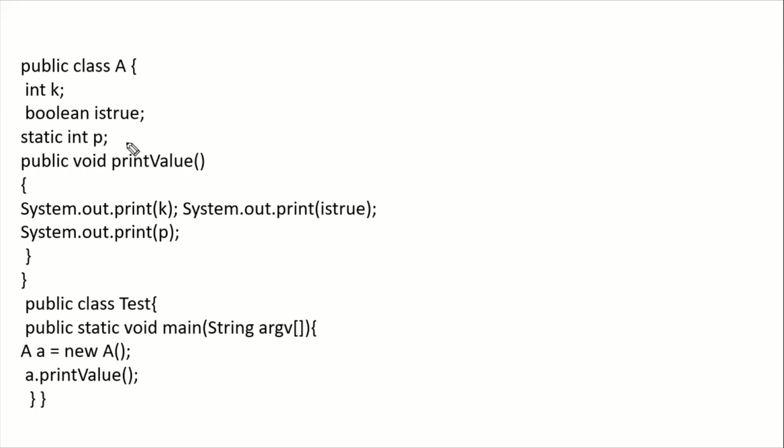So all the instance variables will be initialized with the default values with the help of a constructor. So this is the constructor. It will initialize k with 0, Boolean with false, and this is 0. So the result will be 0, false, and 0.